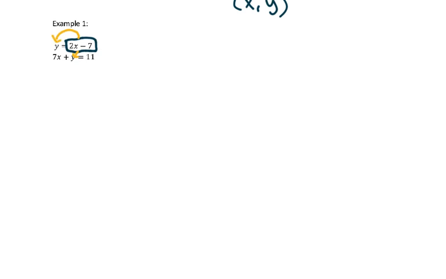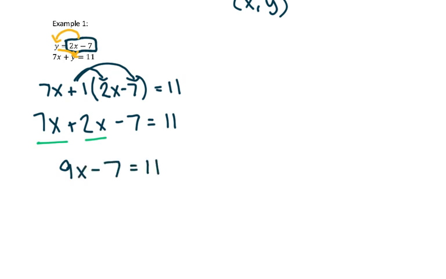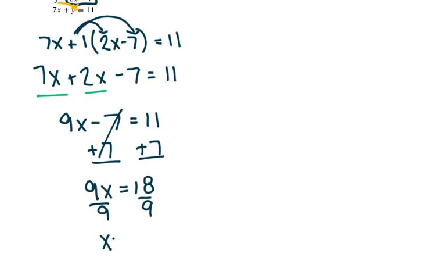This box equals y, and so I go in for y. So we have 7x plus 1 parentheses 2x minus 7 equals 11. 7x, distribute the 1, so plus 2x, distribute the 1, minus 7 equals 11. Combine our like terms. Those become 9x minus 7 equals 11. Add 7, 9x equals 18. Divide by 9, and we get that x equals 2.